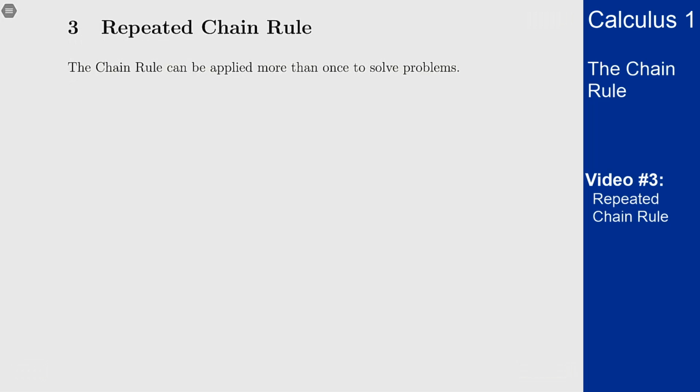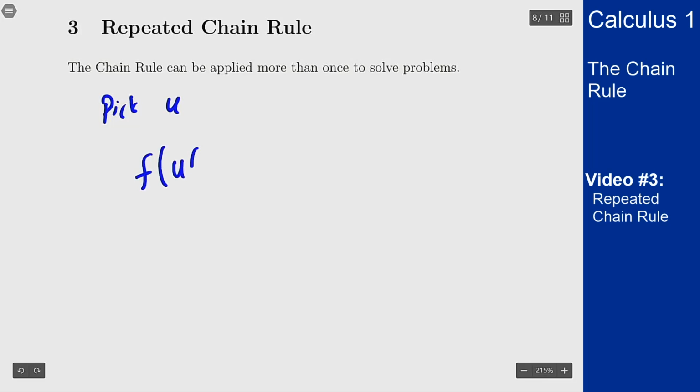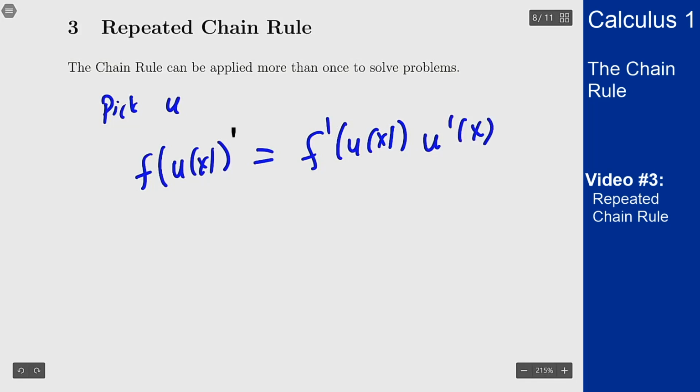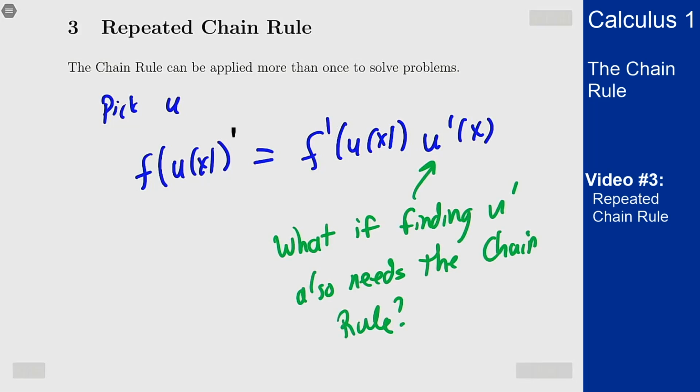So you work the chain rule normally, we pick our u, you write this outside function of u of x, and then you have f prime at u of x, and then I need to find u prime of x. Well, what if this process here also needs the chain rule? Well, that's totally fine. I now have a new problem: find the derivative of this u. And if that is a chain rule, so be it. I'll set that up as a composition and do the same rule again on this u of x to find its derivative.